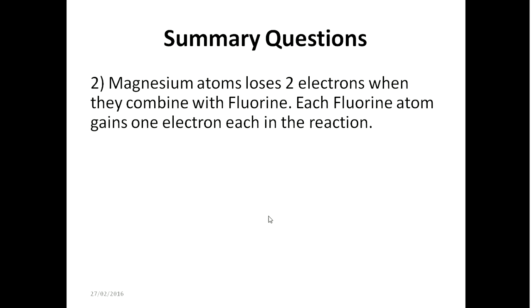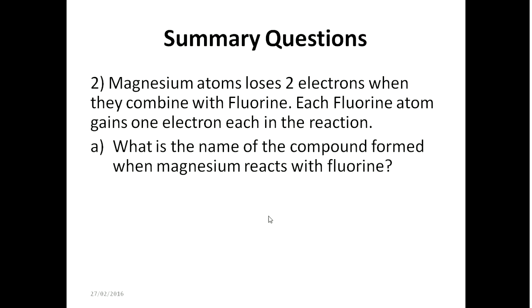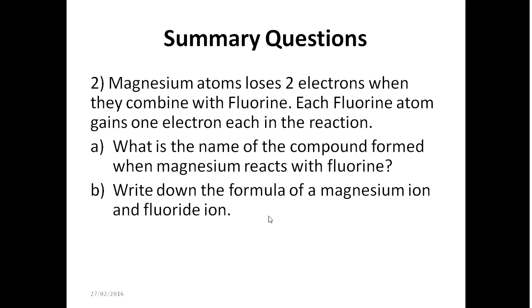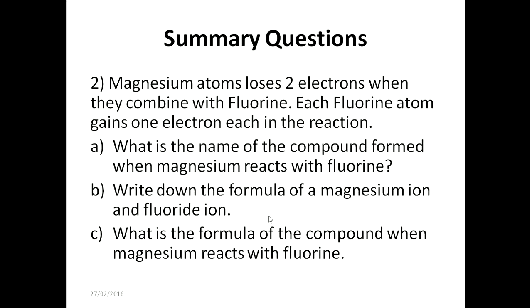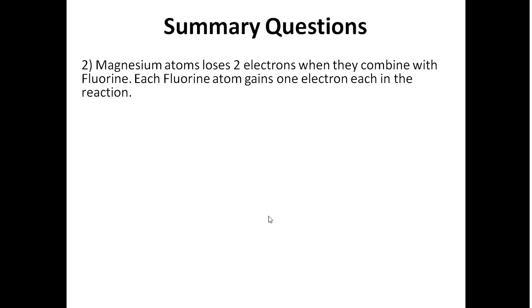Question 2. A magnesium atom loses 2 electrons when it combines with fluorine. Each fluorine atom gains 1 electron in the reaction. Question 2a. What is the name of the compound formed when magnesium reacts with fluorine? 2b. Write down the formula of a magnesium ion and fluoride ion. And 2c. What is the formula of the compound when magnesium reacts with fluorine?